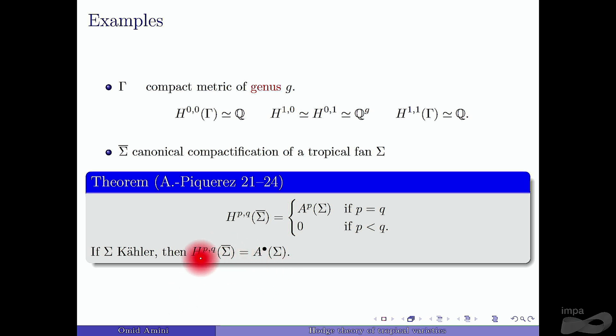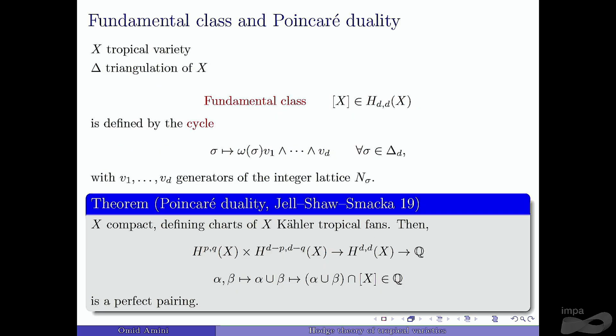So it's not H^{p,q} here, it's H^{·,·}. It means that all the H^{p,q} for p different from q are 0 if sigma is Kähler. All the H^{p,q} are 0. The only ones which are non-zero are the diagonal ones, and the diagonal ones are exactly the Chow ring. So I finished here. Okay, I told you that the weight allows you to define the fundamental class.